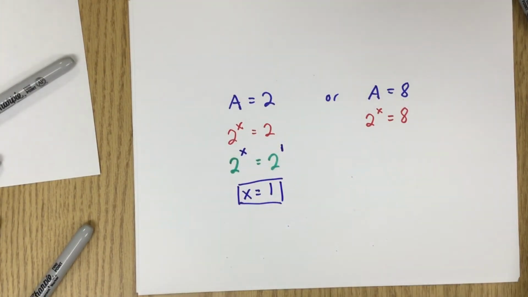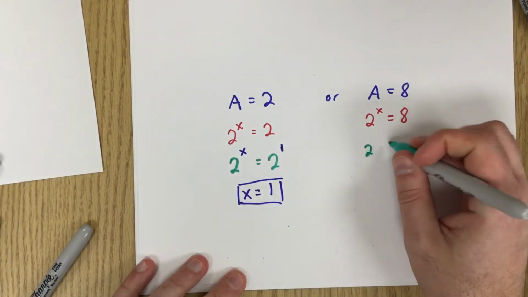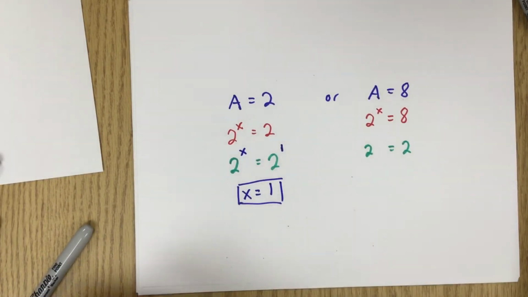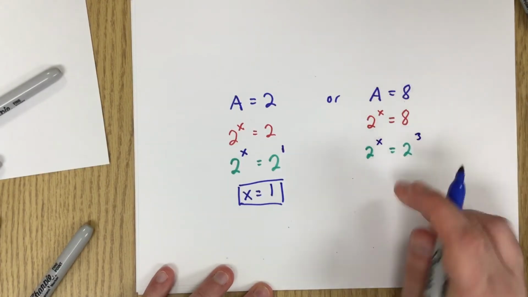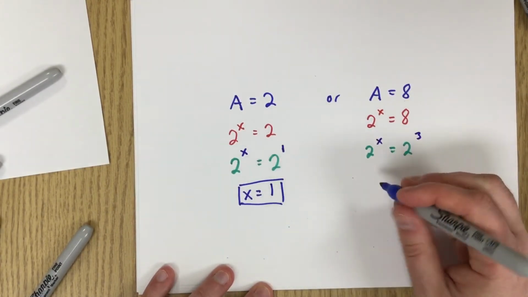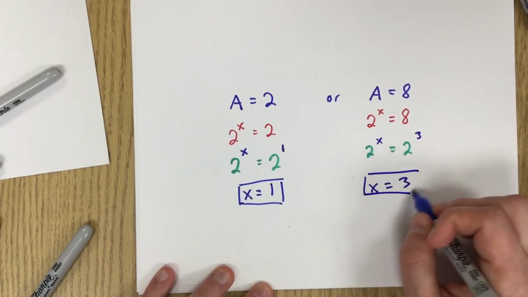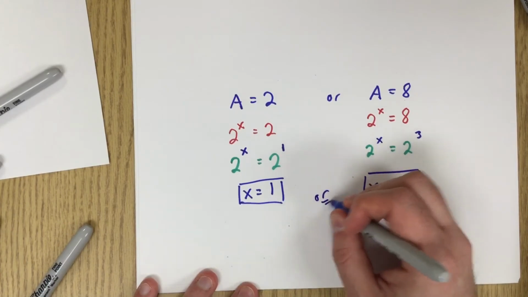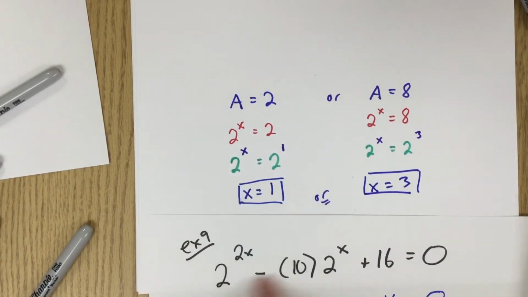This one over here, we're going to have 2 to the something, and 8 is the same thing as 2 to the 3. So 2 to the x, 2 to the 3, the bases are the same, so the exponents are the same. x equals 3. And therefore, those are the solutions. The solutions are x equals 1 or x equals 3. So the solutions to this equation are x equals 1 or x equals 3.